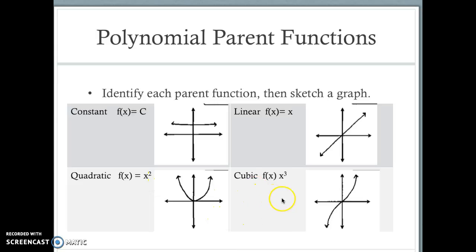Next, we have the cubic function, or x to the third power. That is going to look like this kind of wavy line. Notice that it's not linear. It's not a straight line. If your x is a negative number, then it's still going to be negative. If your x is a positive number, then it's going to be positive. So it's just going to go in the opposite direction.